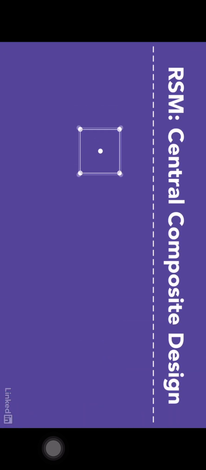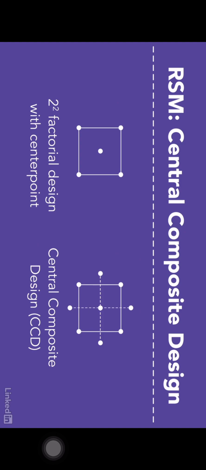There are many designs in RSM. Central Composite Design, CCD, is the most popular. In CCD, all factors have only two levels, and the center points and axial points are defined. The main effects and interactions are determined by cube points, which are comparable to corner points of a 2^k experiment. The curvature is determined by center points, and the quadratic terms are determined by axial points.